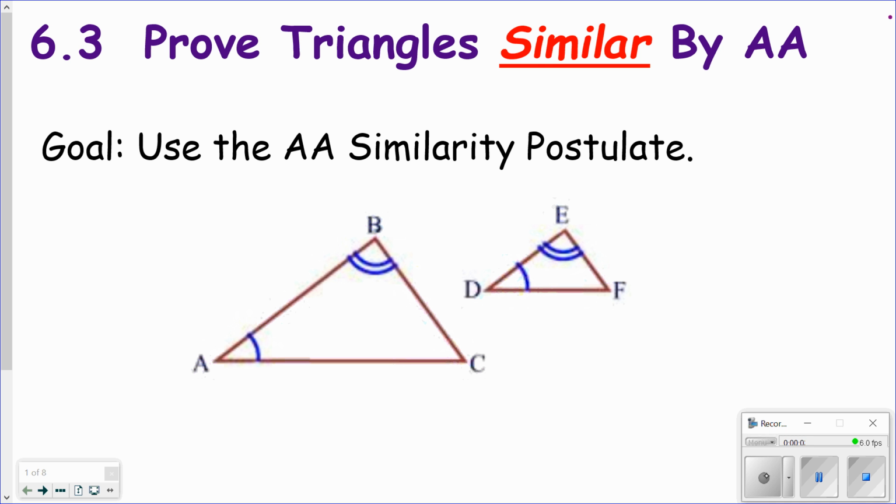Hi everyone, today we are going to start 6.3, which is prove triangles are similar by angle.